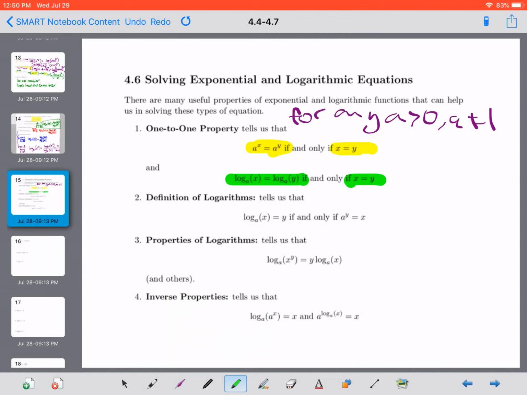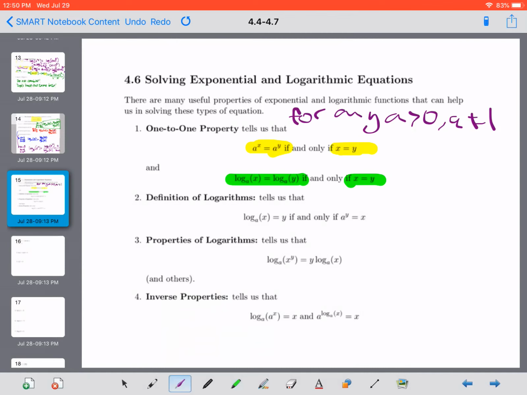Another helpful property is just the definition of a logarithm. Remember, we started off by saying that log base a of x is equal to y if and only if the base a raised to the other side of the equation y gives you x, gives you what's on the inside. This can help us as well. Now let's talk about the properties of logarithms. So I only put the power property that we talked about in the last video, that log base a of x to the y power is equal to y times log base a of x. But there were the other properties that we've seen too, which sometimes might come in handy.